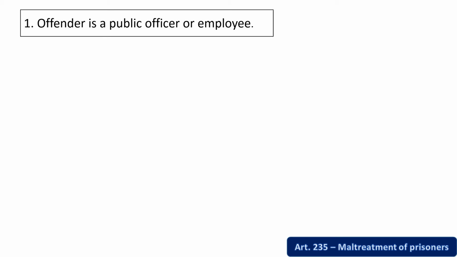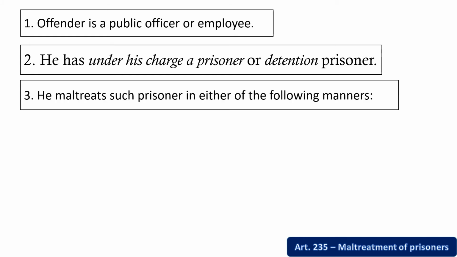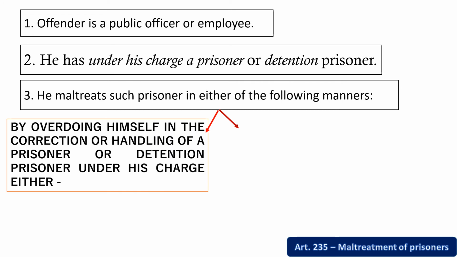So let's go now to Article 235, that is the maltreatment of prisoners. Take note ha, Article 235 is a bar exam area, so please take note. Number 1 element, offender is a public officer or an employee and he has under his charge a prisoner or a detention prisoner. Number 3, he maltreats such prisoner in the following manners. So ano yung mga manner na yon? Number 1 is by overdoing himself in the correction or handling. So how did he do that?